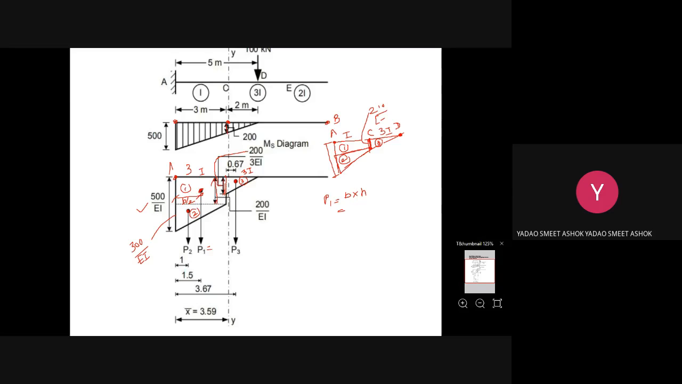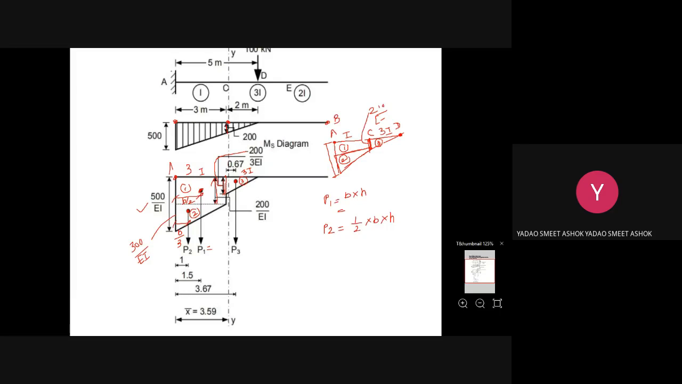Then P2, for the second triangle, will be located at a distance of B by 3, exactly at the CG of the given figure. And how can you calculate the value of P2? That is half into base into height, because this is a triangle.